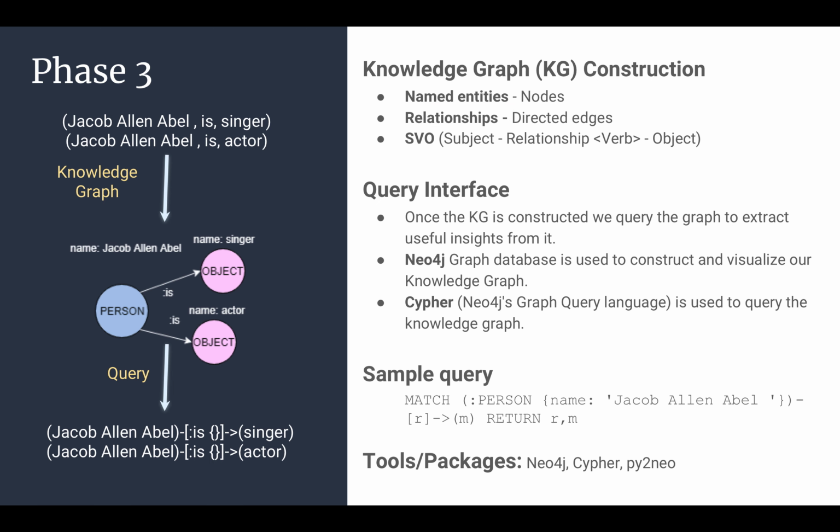Here comes the interesting part, the knowledge graph construction. We made entities as nodes and relationships as directed edges. For this visualization, we used Neo4j. To query the knowledge graph, we used Cypher. We can see our results from relationships to graphs to the queried results.